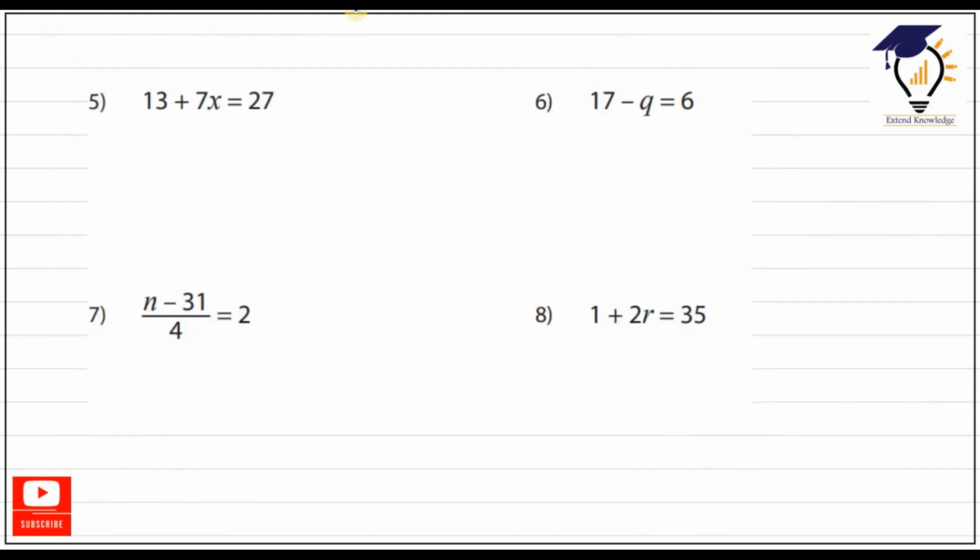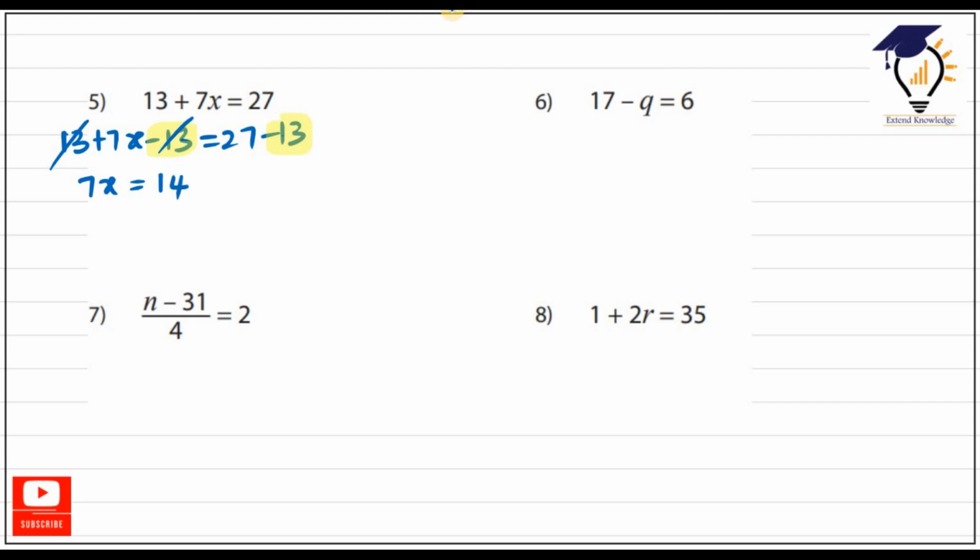Next question, number 5. 13 plus 7x is equal to 27. So I am subtracting 13 here. 13 plus 7x minus 13 is equal to 27 minus 13. So here 13 has been subtracted. So 13 and 13 strike off. 7x is remaining. That is equal to 27 minus 13, which is 14.